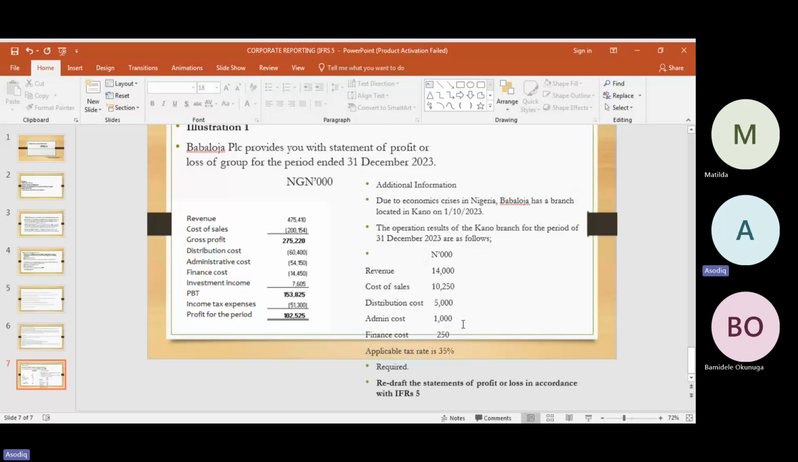Now I have all this information, and now I want to prepare. Based on this, I now assume that, okay, all my criteria are met. All my criteria are met. So that means that I will now prepare my draft statement of profit or loss.